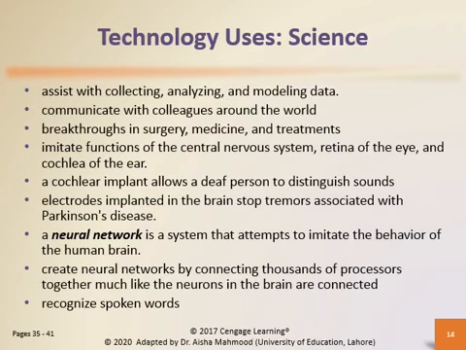Tiny computers now imitate functions of the central nervous system, retina of the eye, cochlea of the ear, and a cochlear implant allows a deaf person to distinguish sounds. Electrodes implanted in brain stop tremors associated with Parkinson's disease.